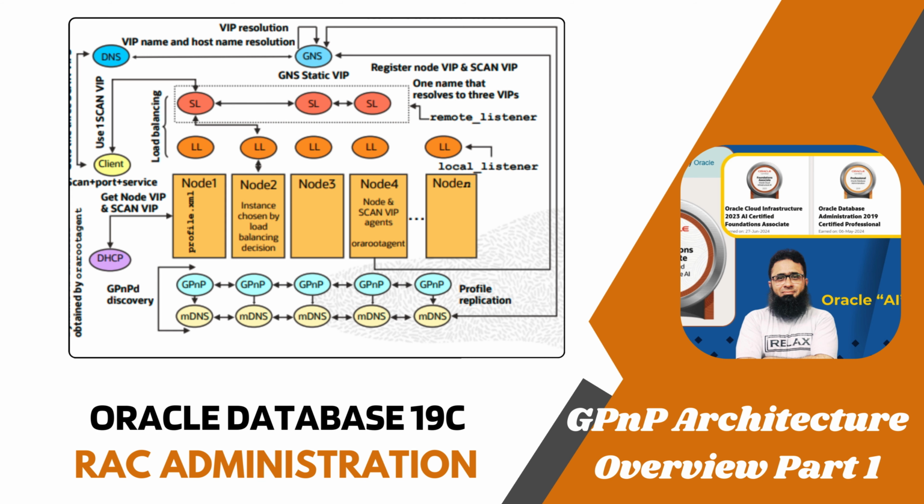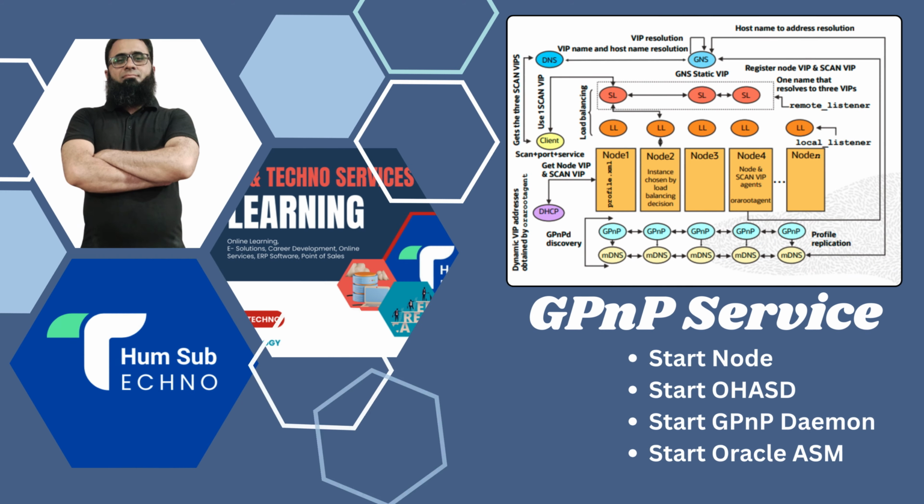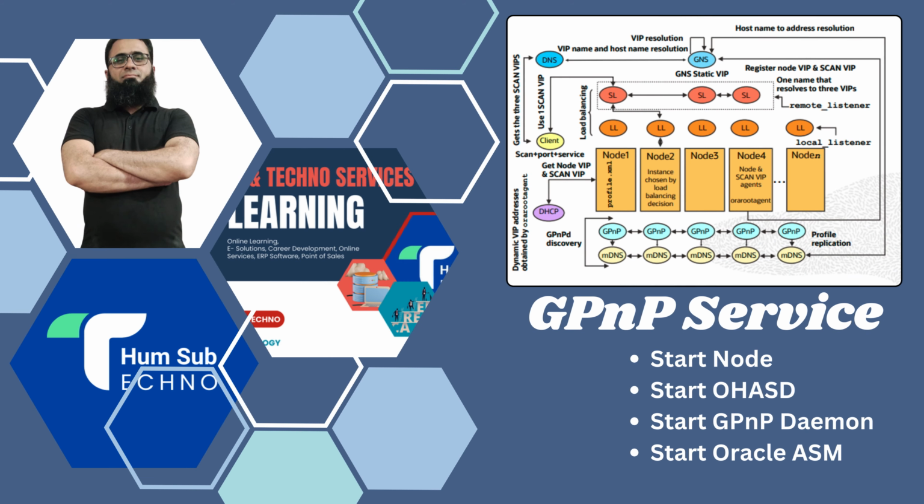Now let's discuss in detail. GPnP defines node metadata, including information about network interfaces for public and private connections, the ASM server parameter file, and the CSS voting list. The GPnP profile is an XML file which is located in the Grid home, in the directory gpnp/hostname/profiles folder.